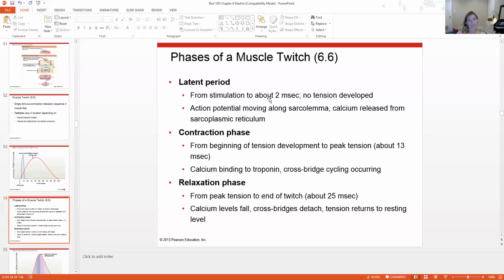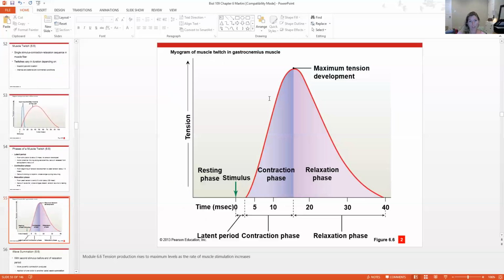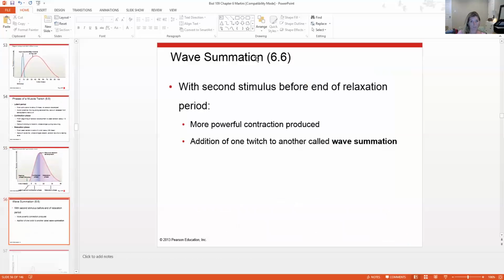The contraction phase is when that calcium binds to the troponin, that cross-bridge contraction, excitation-contraction coupling happens. And then the relaxation phase is at the end of the twitch as the calcium levels fall and the cross-bridges detach. So here you see the amount of time needed for a twitch. This is, again, of the calf muscle. It's just easier to look at something that takes more time. And the reason the calf muscle takes more time for a twitch is because it's a bigger muscle. An eye muscle is much smaller than a calf muscle.